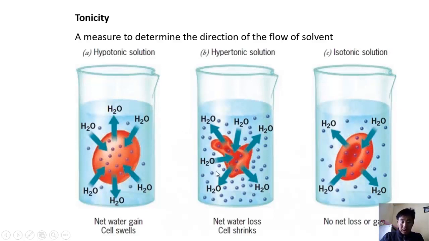Now let's go to hypertonic solution. As I said, the solution contains less water compared to the cell. That means the water from the cell will go outside, whereby the cell will become small, or the cell will shrink.